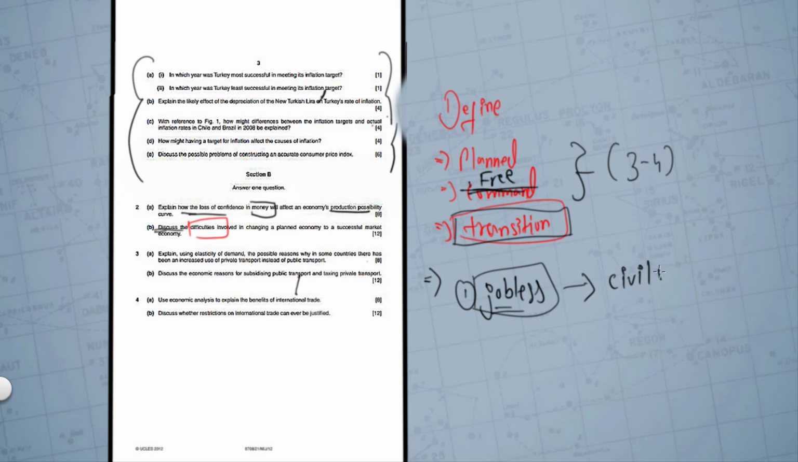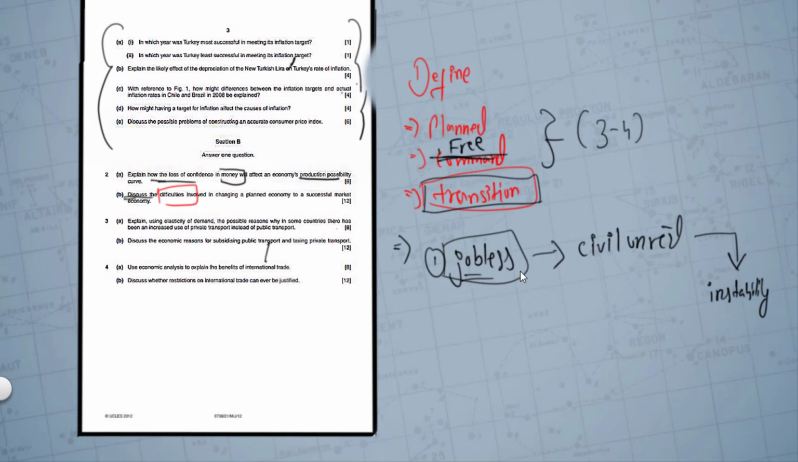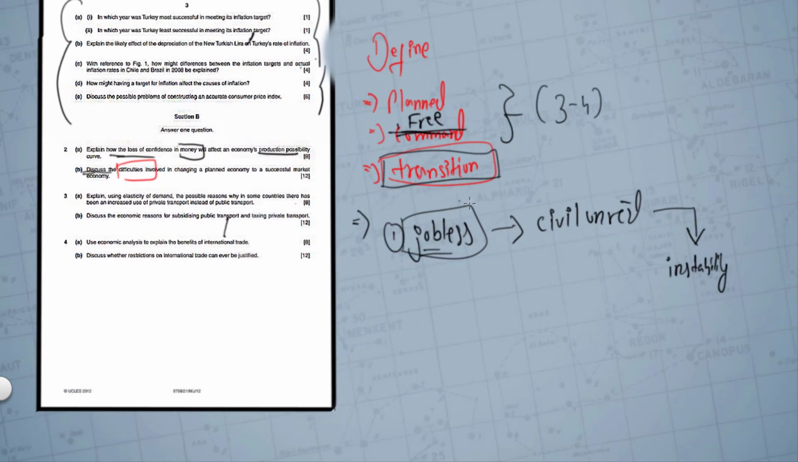Civil unrest in the sense that you might have protests. People might reject the policies, they might want to create another revolution, but the thing is, you'll have some civil unrest. And what will that civil unrest do? It will create instability in the market. Instability is extremely crucial for investment. The more unstable your economy is, the less investment you will have.